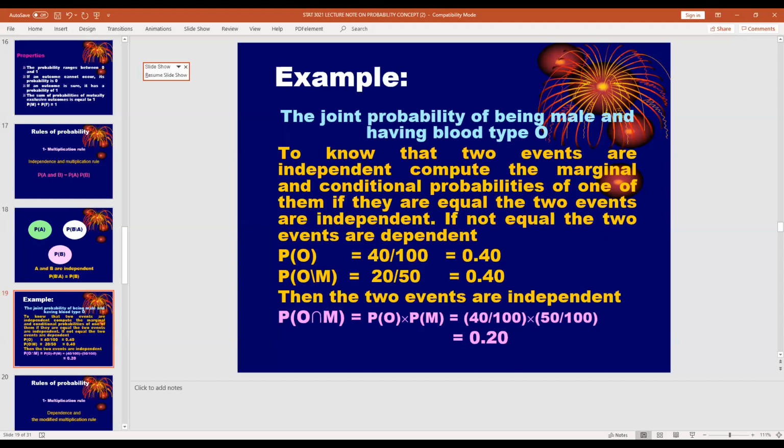Now, let me tell you this. In an exam, a test or an assignment, the examiner can ask you to investigate whether two or more events are independent or not.